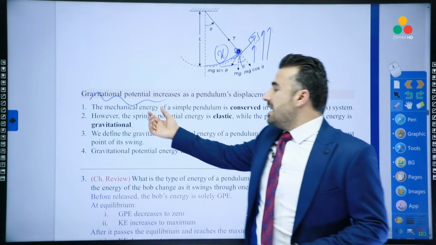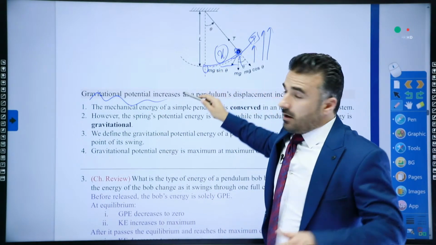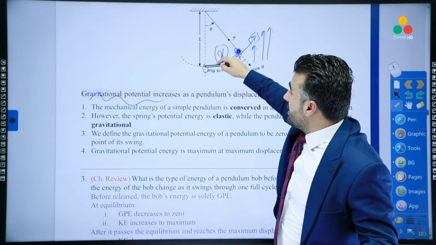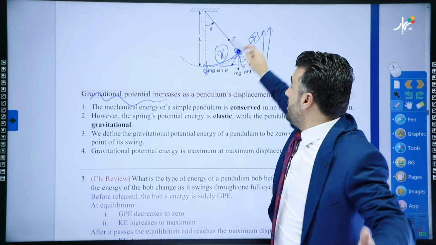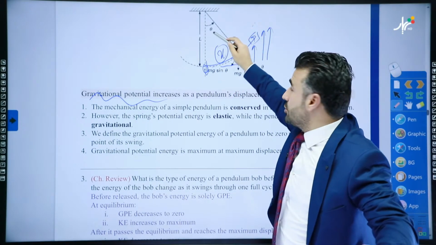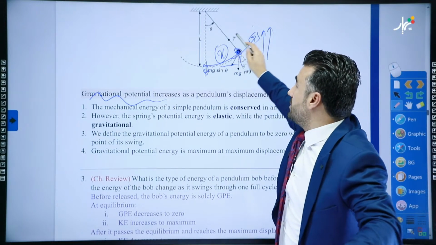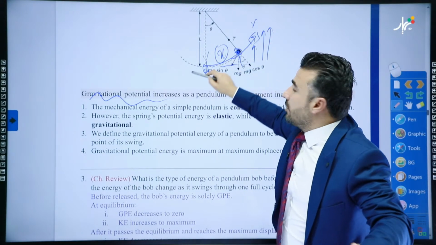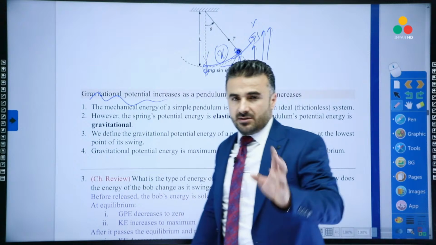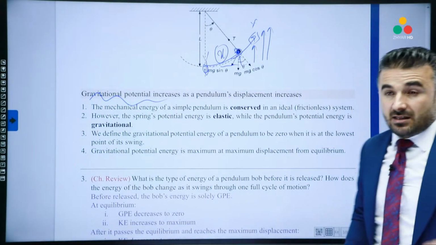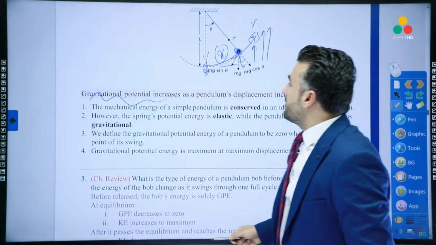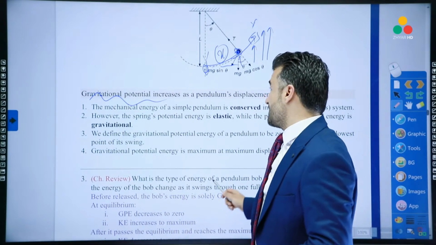But at this point here, all the GPE will be converted to kinetic energy. So at this point, the energy will be solely kinetic. The energy here is solely gravitational potential energy. These two are always changing. The kinetic energy and potential energy of the pendulum are always changing, but one thing that doesn't change is the mechanical energy of the system, and this was one of the WSAT questions, by the way.